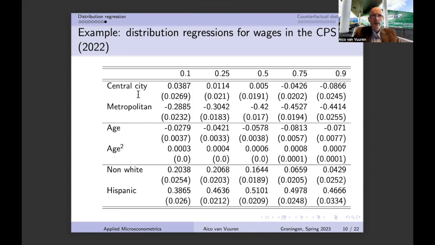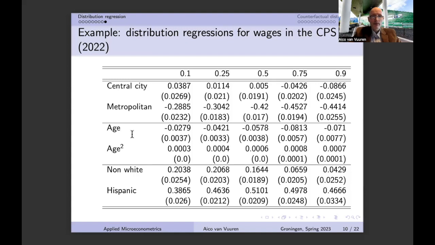Here we actually do see that Central City has a negative impact on your wages, at least for the lower quantiles. For the upper quantiles, we surprisingly see that there is a positive impact. Again, that could be related to the very nice larger cities like New York City, Boston, San Francisco, etc. We also see that metropolitan areas actually have higher wages. That's something that we have already seen before when we were looking at quantile regression analysis.